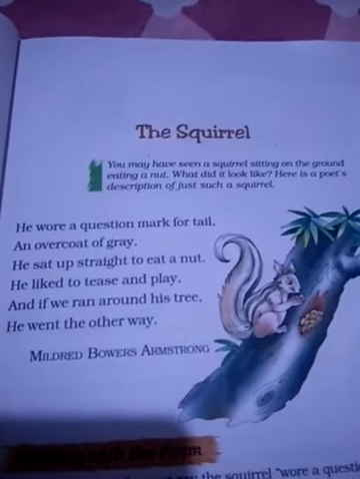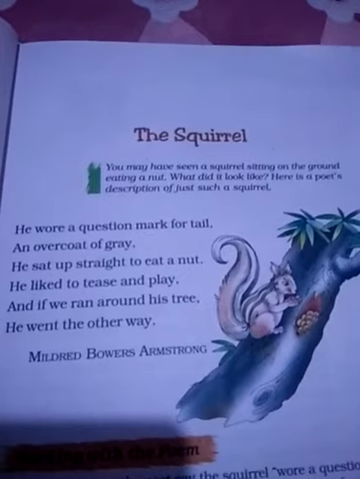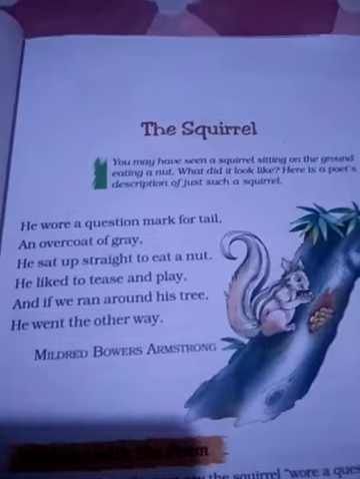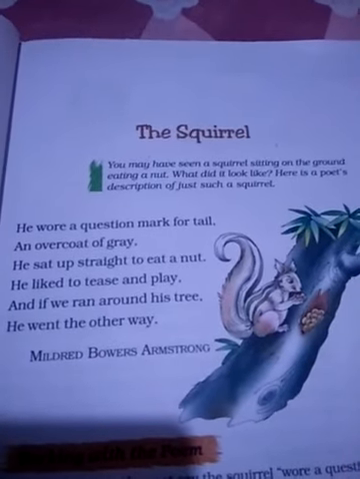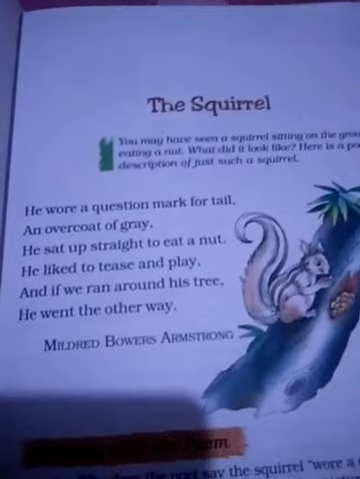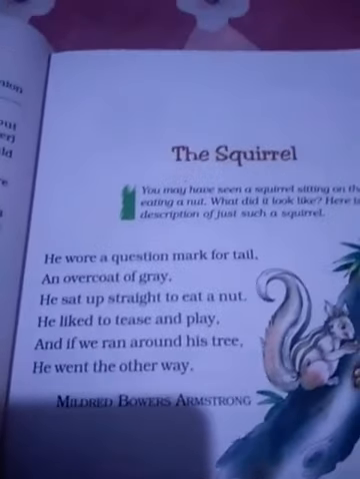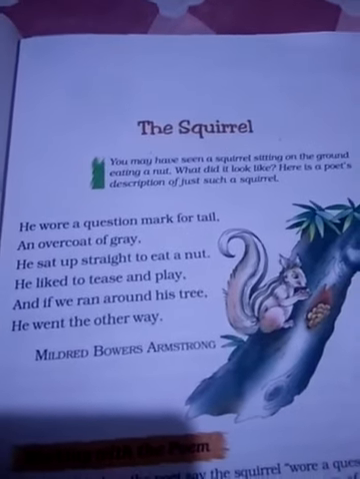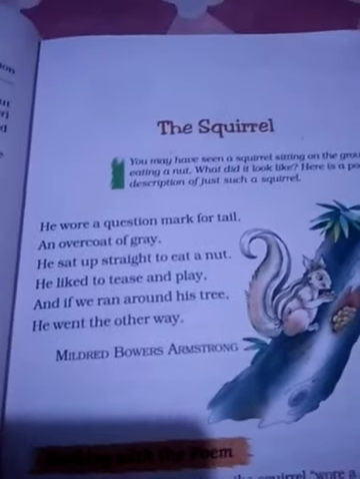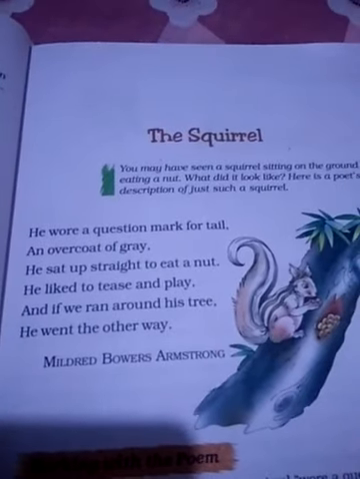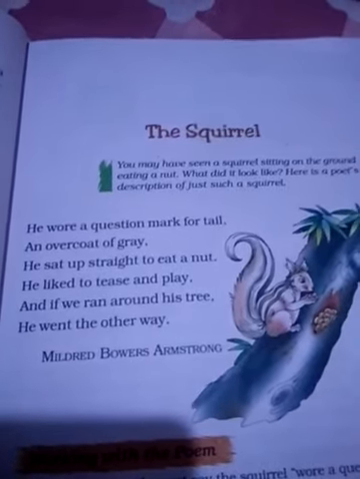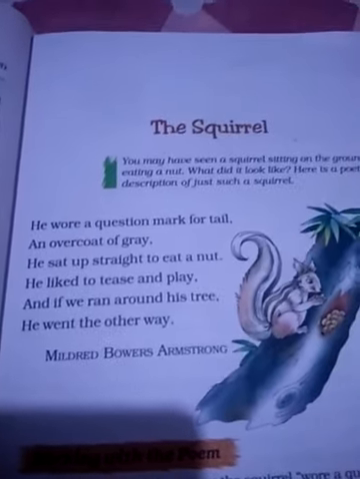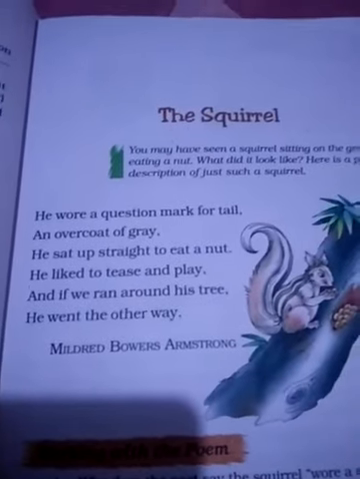And how does it eat any food? It just holds the nut in both of its hands and sits straight on the ground and starts eating the nut. And this squirrel is a very naughty and very active animal. That's why it likes to tease its fellow squirrels or other persons. And whenever one goes near that squirrel, what happens? The squirrel just goes away to the other side of the tree, and in this way it teases others and plays with that person.